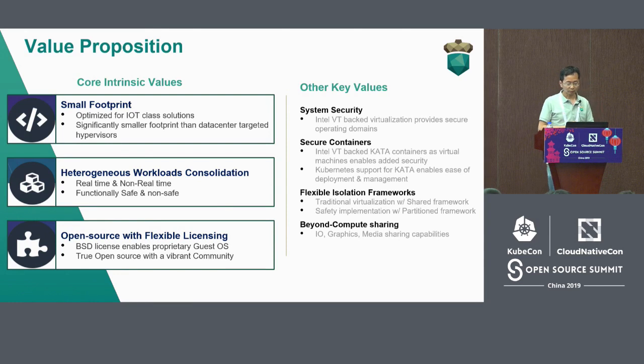We also have other key values, including system security. So we have VT to back the virtualization. So we can pack ACRN. And to schedule this, we can also use Kubernetes for scheduling and orchestration, no problem. We have our internal codes and not all are open source now. So these are the positioning for our value.